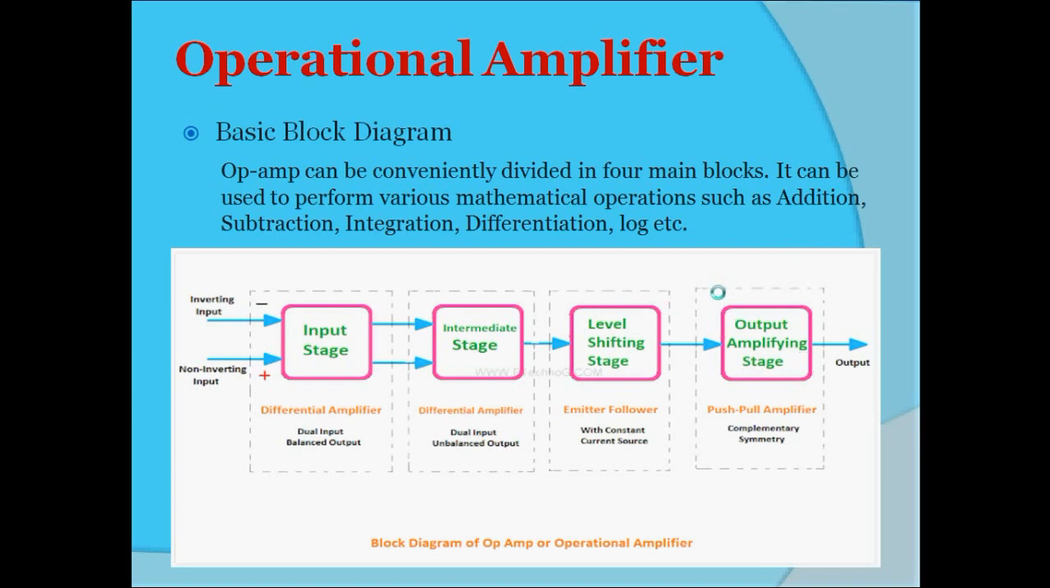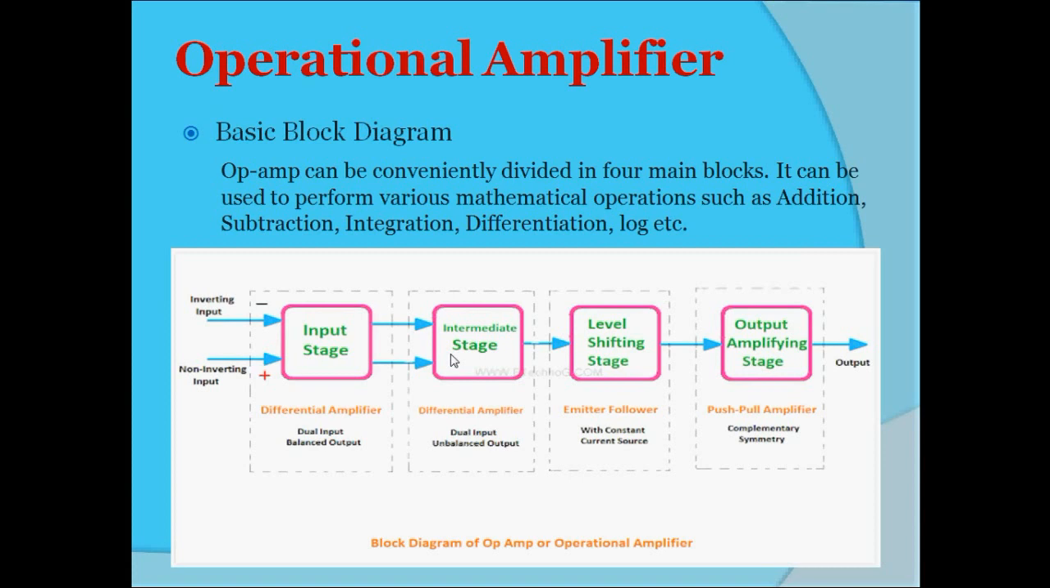Now we will see the basic block diagram in detail. As we have seen, this consists of one or more differential amplifiers. The first block is an input stage, a dual input unbalanced output differential amplifier, and this provides most of the voltage gain of the amplifier and also establishes the input resistance of the op-amp. The intermediate stage follows the first stage and is driven by the output of the first stage. In most amplifiers, the intermediate stage is a dual input unbalanced output differential amplifier.